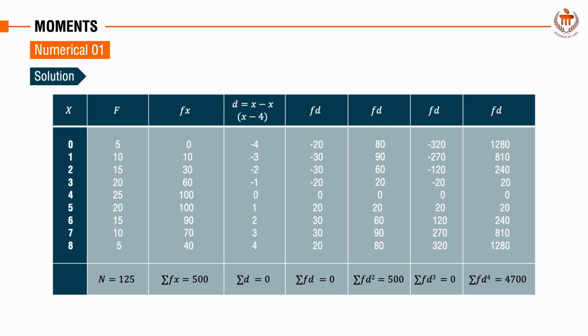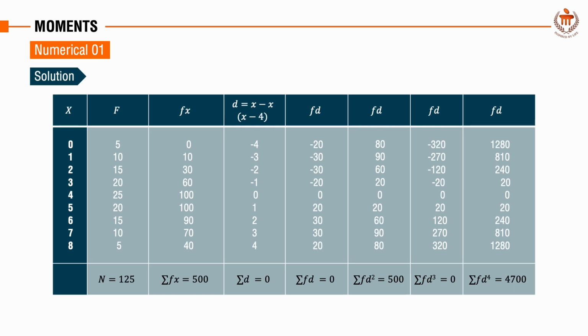And then we found the fourth power of d. Minus 4 to the power 4 would be 256. 256 into f, which is 5, that would be 1280. Then minus 3 to the power 4 is 81. 81 into 10, you will get 810. Then minus 2 to the power 4 is 16. 16 into 15 is 240. Then minus 1 to the power 4 is 1. 1 into 20 is 20.